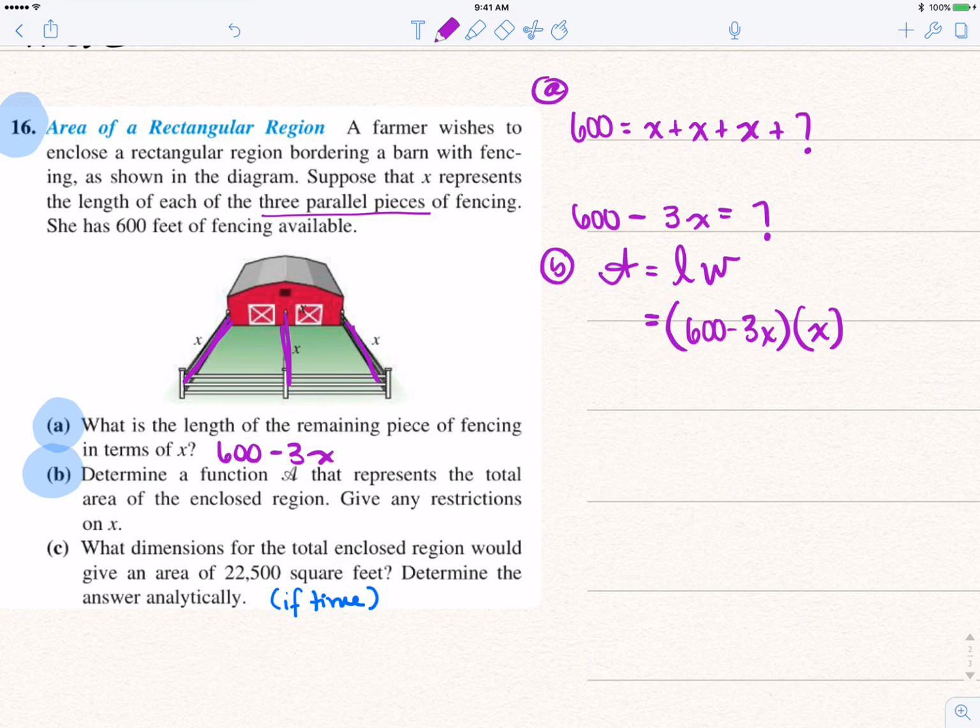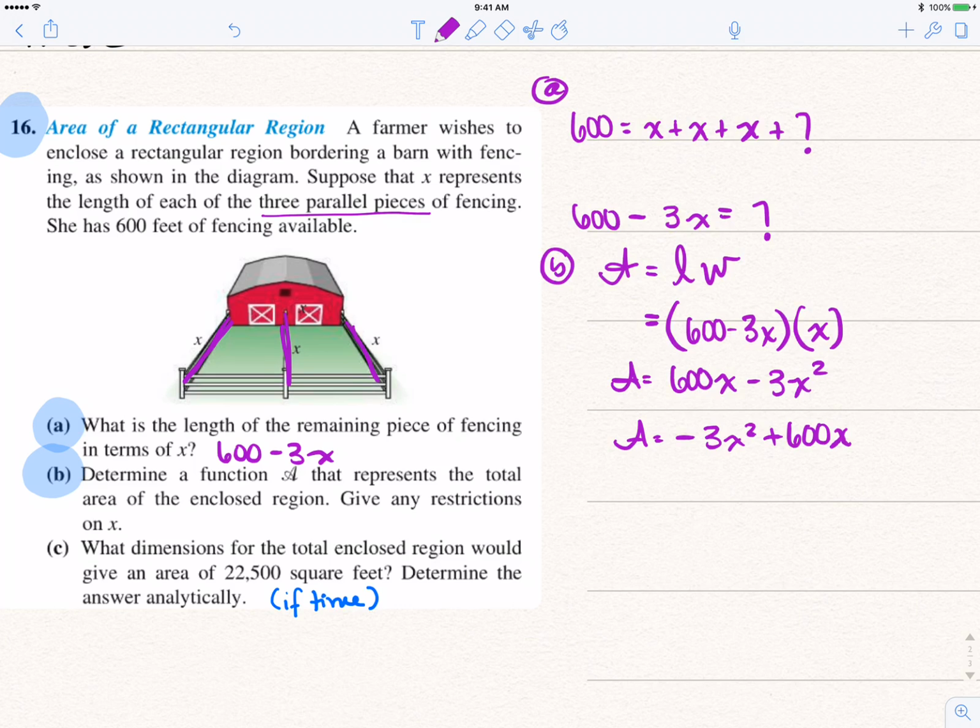So if I wanted to clean this up a little bit, I would have, by distribution, 600x minus 3x squared. Of course, we're not really familiar with writing it that way. We typically like to write our x squared term first. So I'm going to turn those around and say negative 3x squared plus 600x. So that is my function that shows the area.